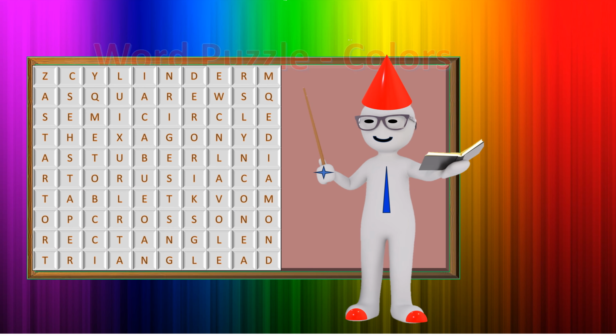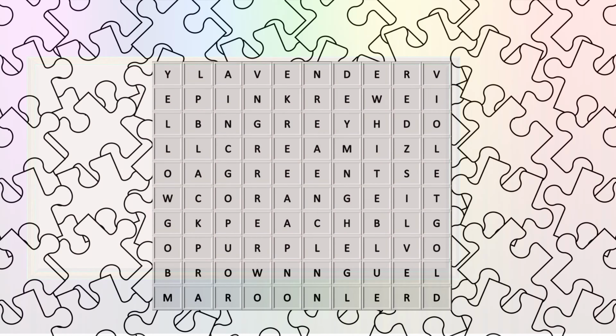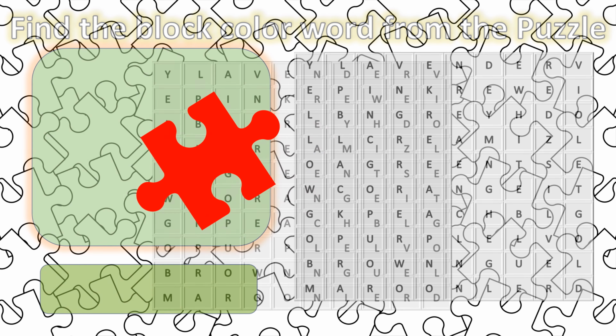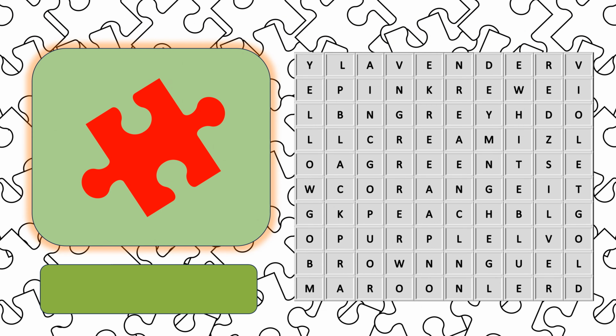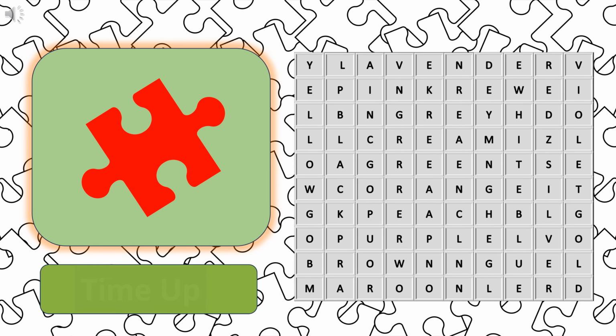Today we will play word puzzle game to find colors. Find the black color word name from the puzzle in 10 seconds. 10, 9, 8, 7, 6, 5, 4, 3, 2, 1. Time up. R, E, D, red.